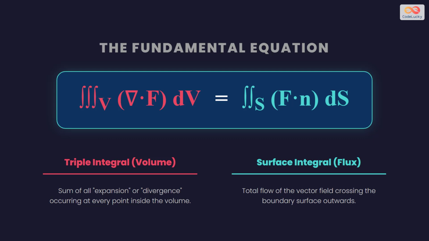Here is the fundamental equation. On the left, we have a triple integral over the volume V. It sums up the divergence of the vector field F. On the right, we have a surface integral over S. It sums up the flux of F crossing the boundary. Let's break these symbols down.